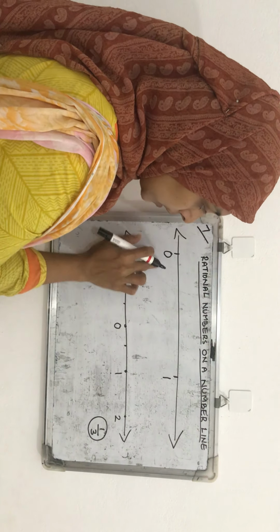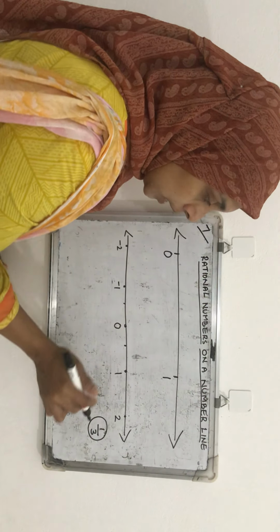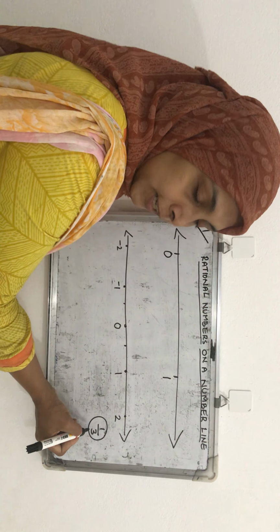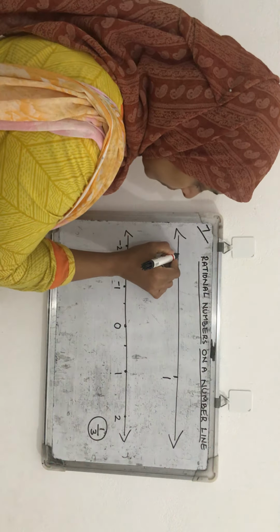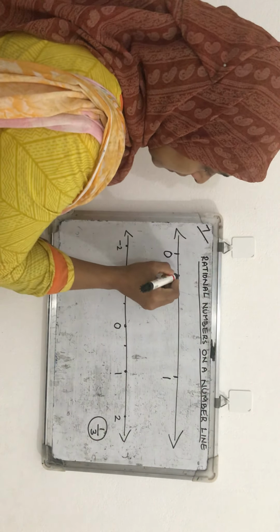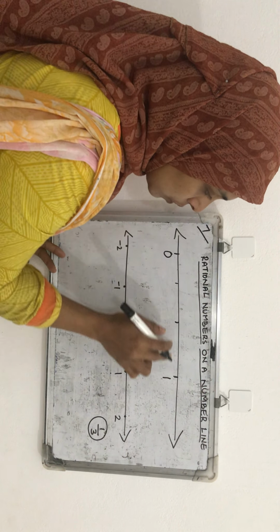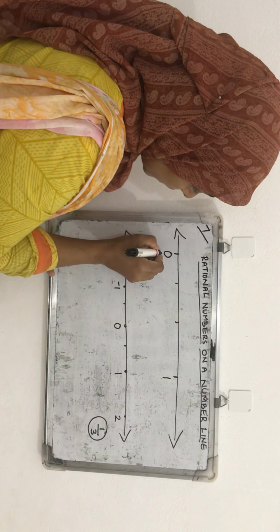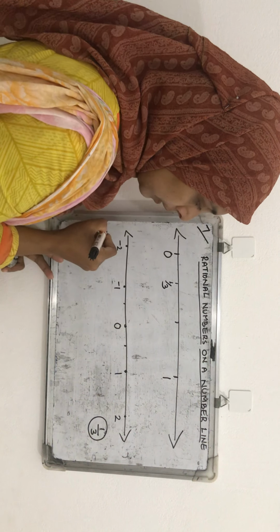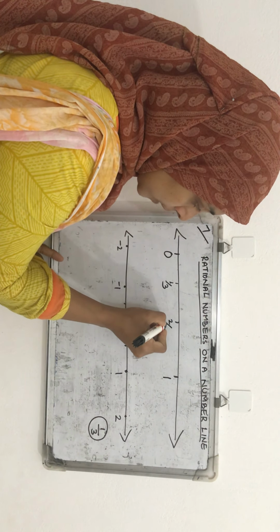Now this is a unit distance. Then we find the denominator, which is 3. So the unit distance we want to divide into how many equal parts? 3 equal parts. So it is 1, 2, so 3 equal parts we got. Now what will be this? This will be 0 by 3. This will be 1 by 3. Now what will be the next one? This fraction will be 2 by 3.